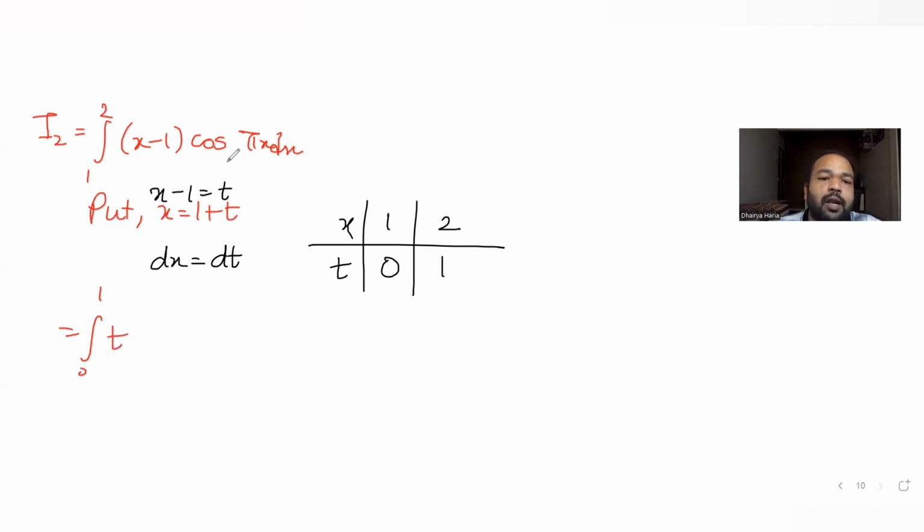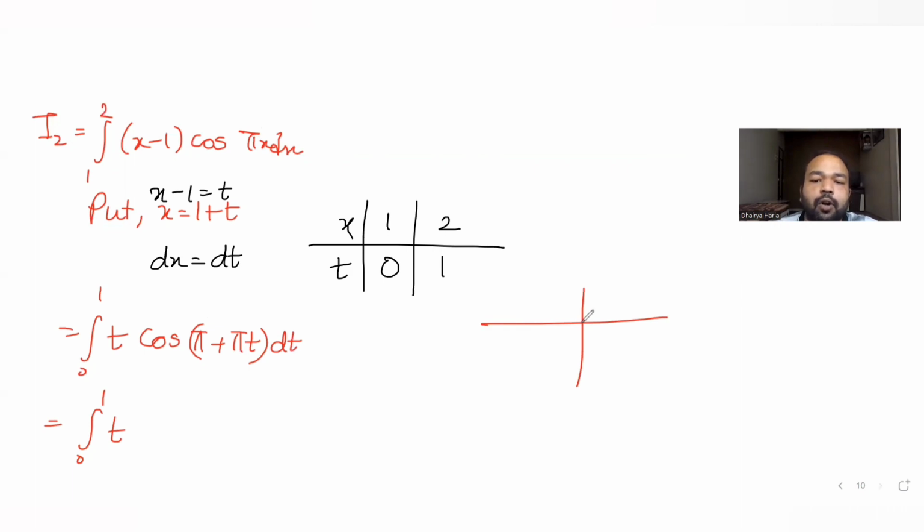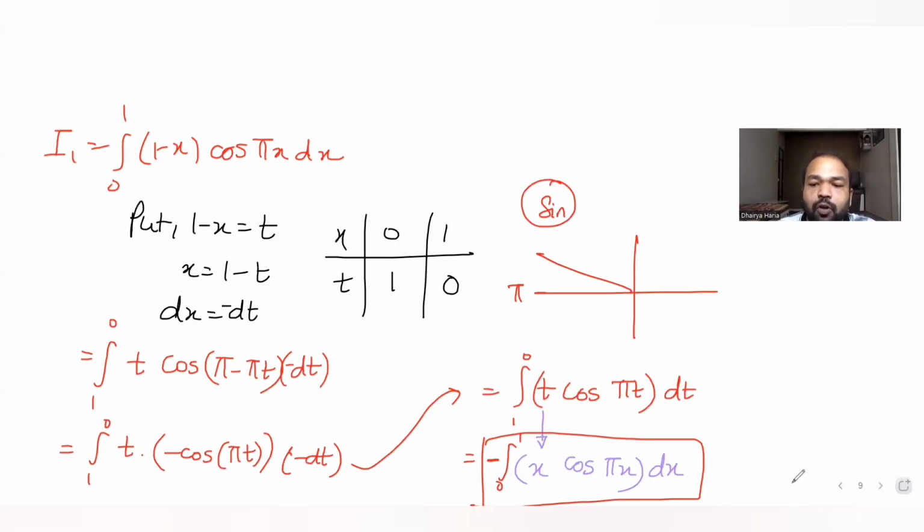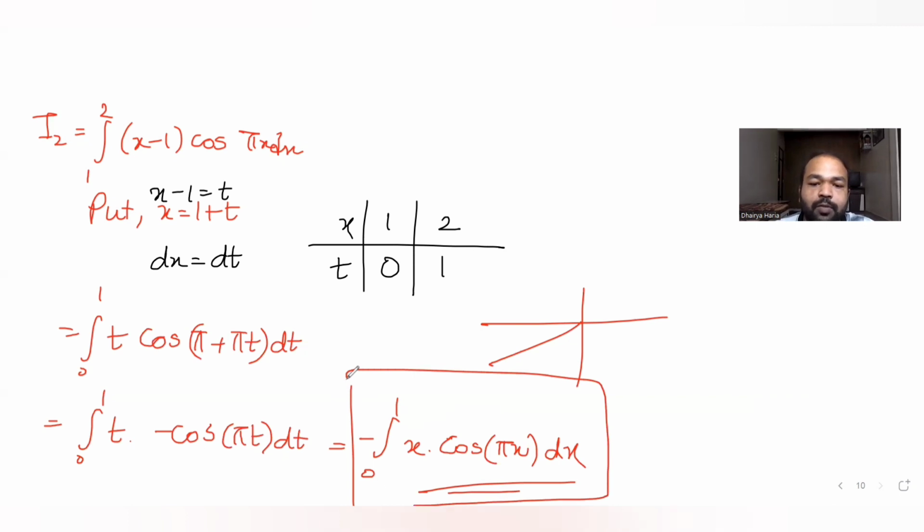x minus 1 is t, and cos of pi x is cos of pi times (1 plus t), so cos of pi plus pi t. Again, 0 to 1, t cos of 180 plus theta. It is in the third quadrant, where cos remains cos and is negative, so it will be minus cos of pi t. Now with the laws of integration, again I can change my variable from t to x. So it becomes minus x cos pi x. So you have this expression also in the same terms as the previous.